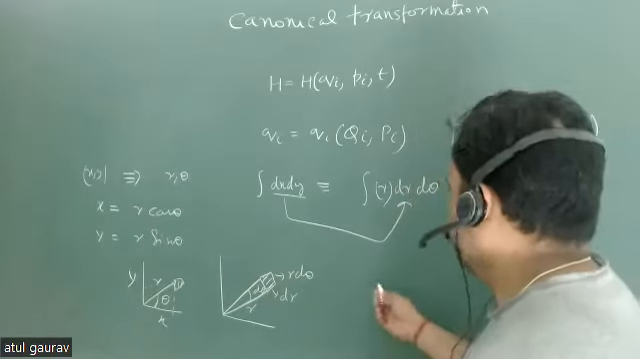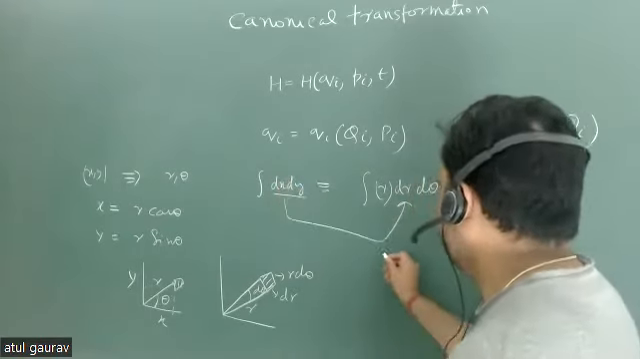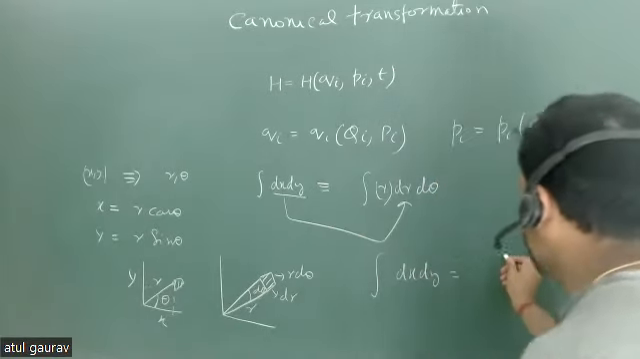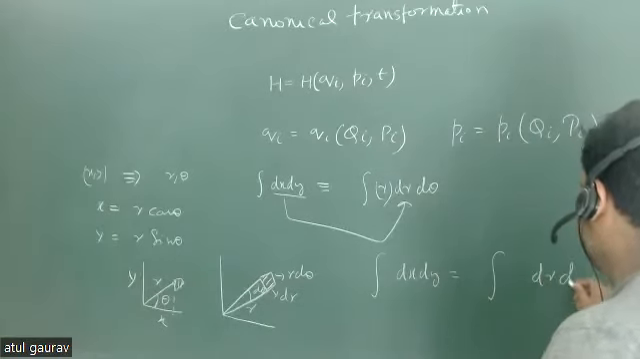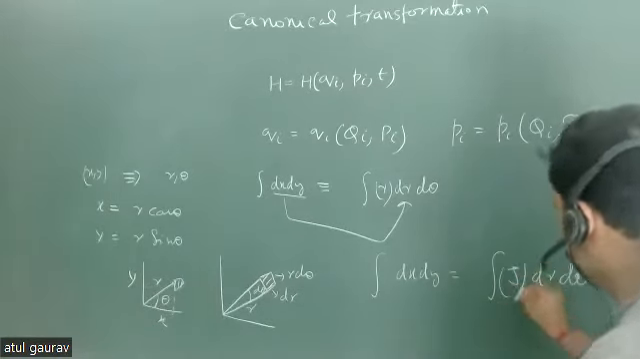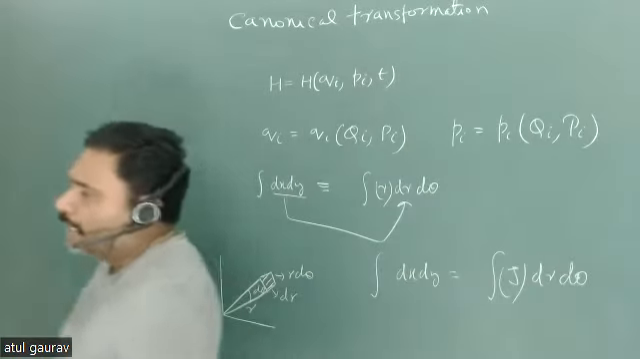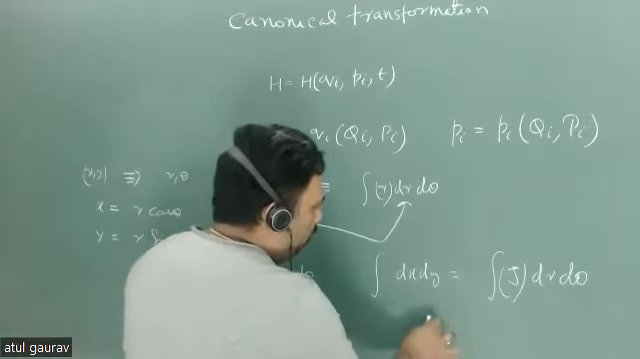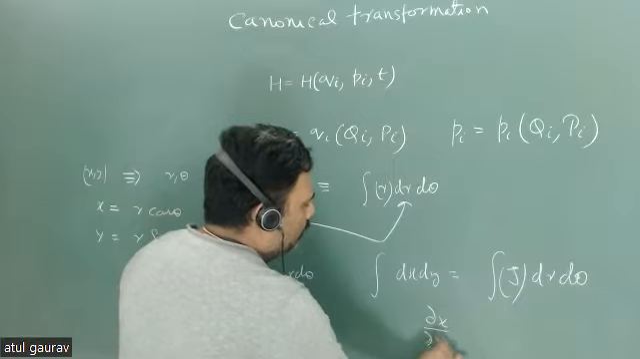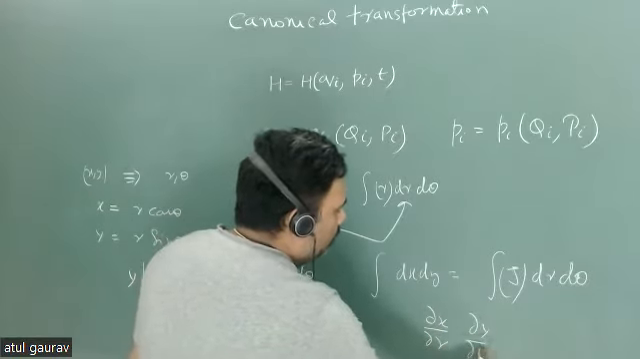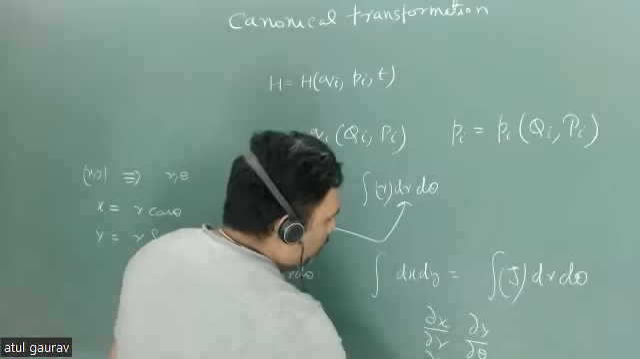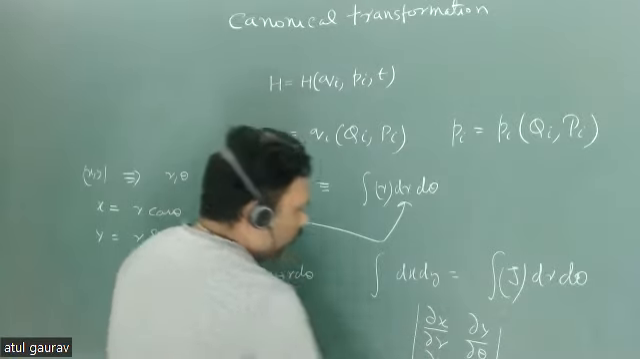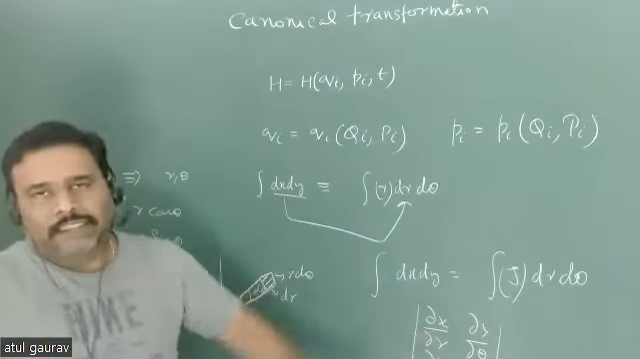Suppose we have the initial area element dx dy, and the final area element is dr d theta, and here you can use the Jacobian of a transformation. And what is this Jacobian of a transformation? If you want to calculate this Jacobian, then this is del x upon del r, del y upon del theta, del x upon del theta, del y upon del theta. And we will just take the determinant of this thing.